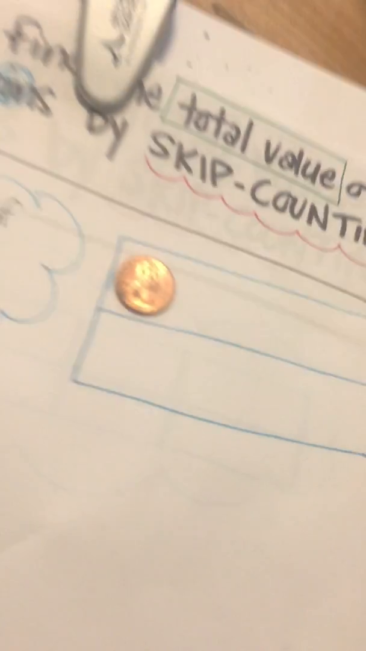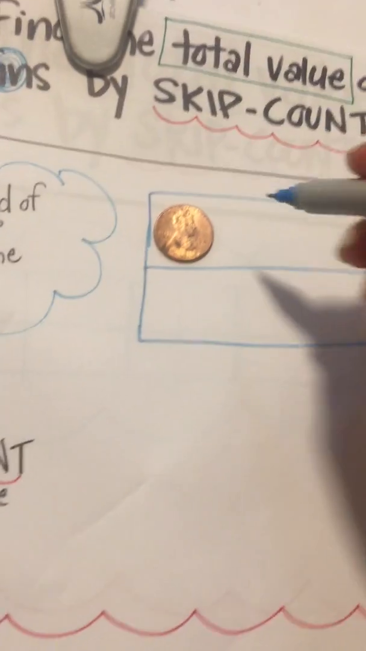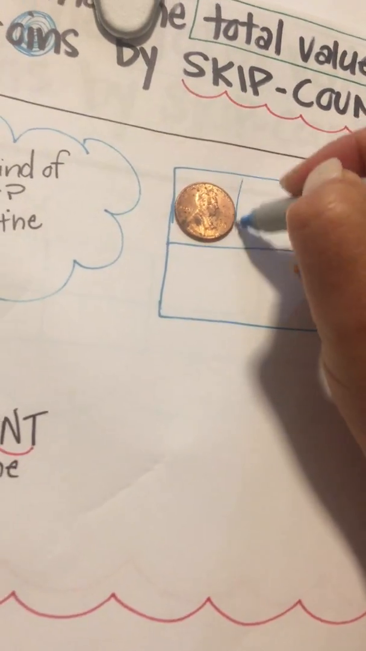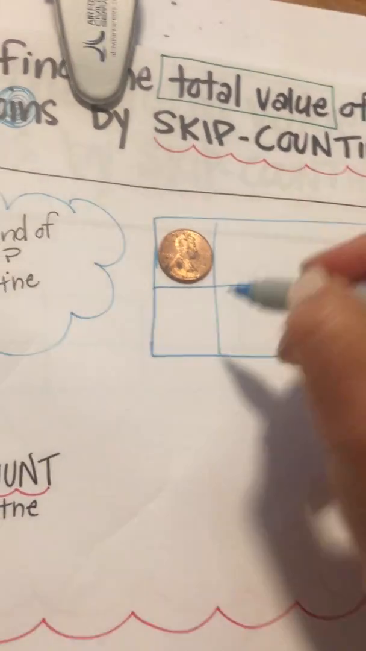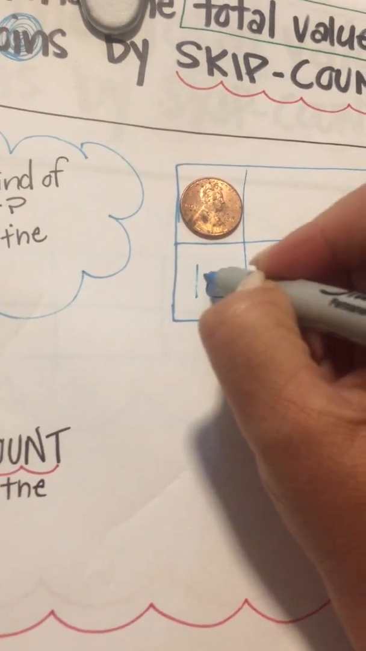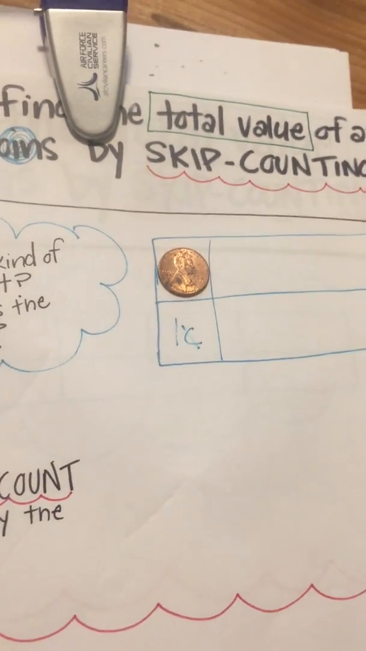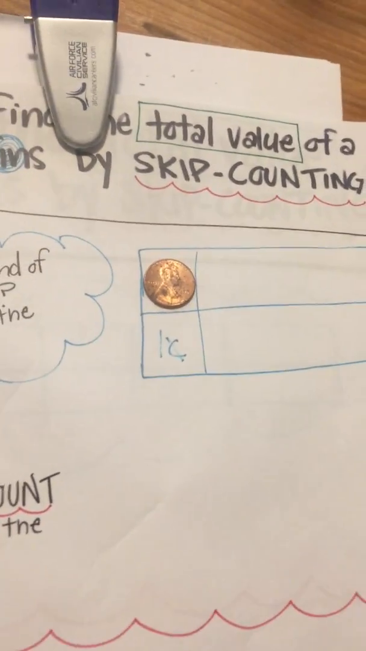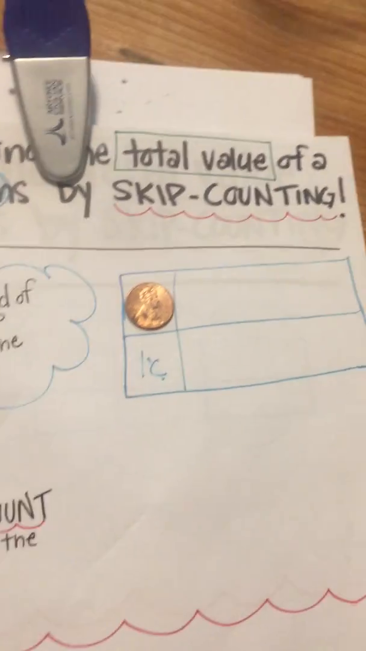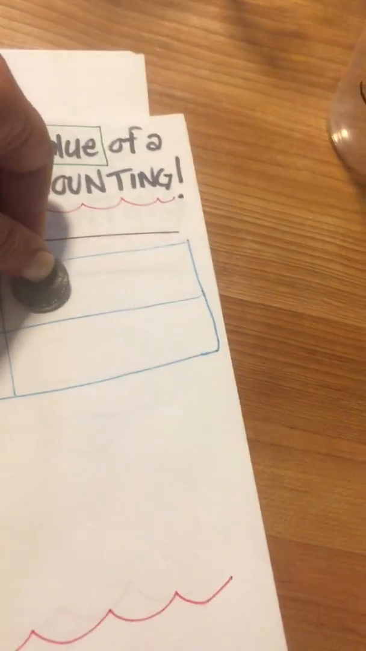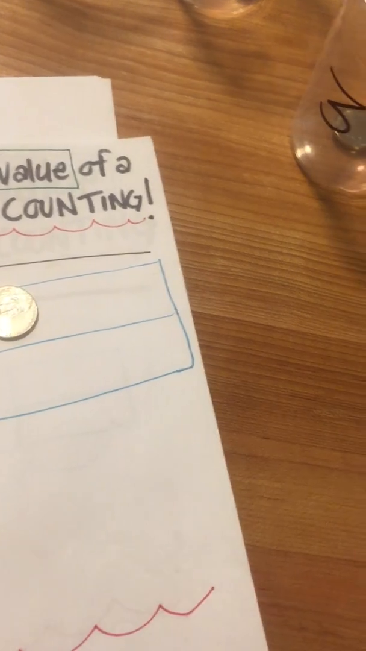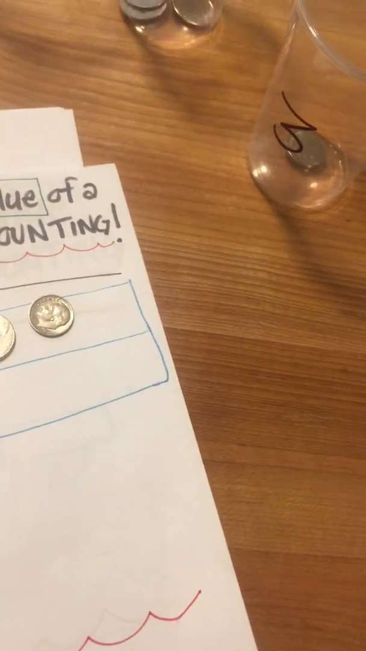So I would say, okay, who knows the name of this coin? It's a penny. All right, and the value, and they're going to say 1 cent. So I'm just going to model writing 1 cent. Can everyone do a C and a line? We're going to do a sky writing on the cent sign. I'm going to work that in later in the lesson. So this is going to continue for a nickel, for a dime, and for a quarter.